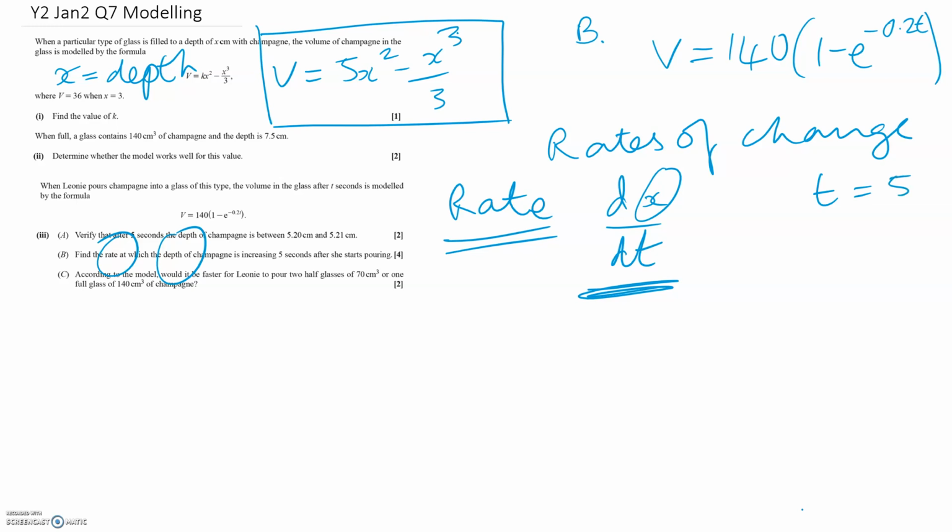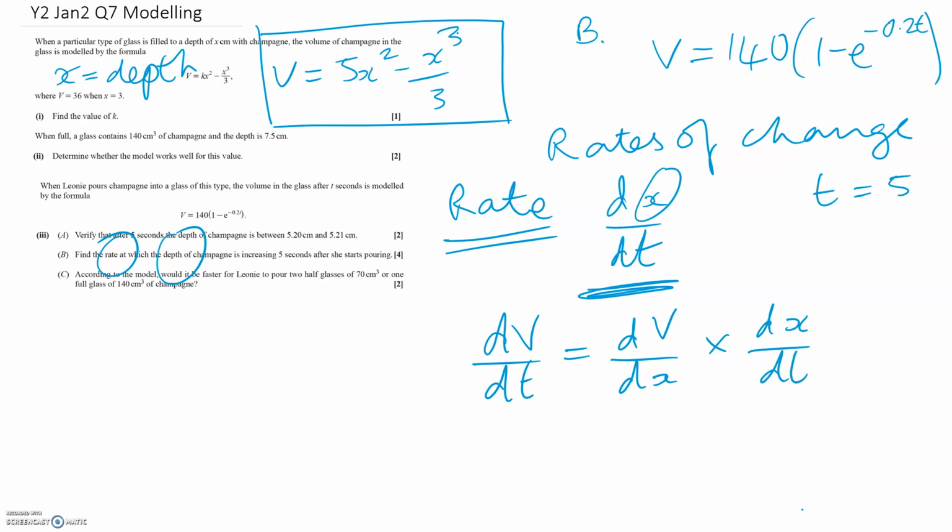So in order to work out dx by dt, we need a formula that relates dx by dt with dv by dt and dv by dx. So dv by dt would equal dv by dx times dx by dt.